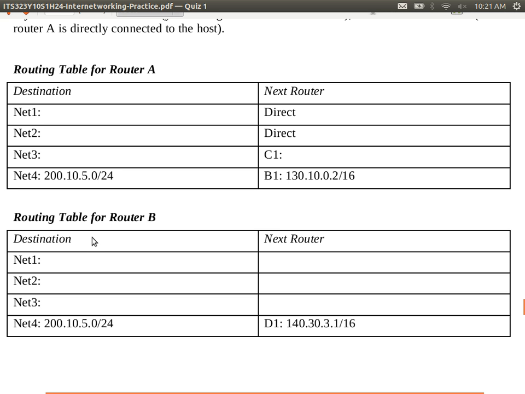The routing table normally does not contain net 1, net 2, net 3, D1. I've just given them for simplicity. The routing table contains the IP addresses. That's the thing that you're trying to find. So a real routing table will contain this value and this value. It will not contain a label like net 4 or D1. That's just so that we can match it back to the diagram.